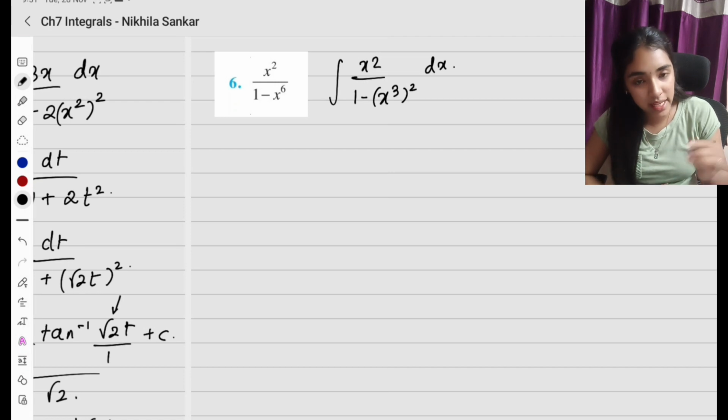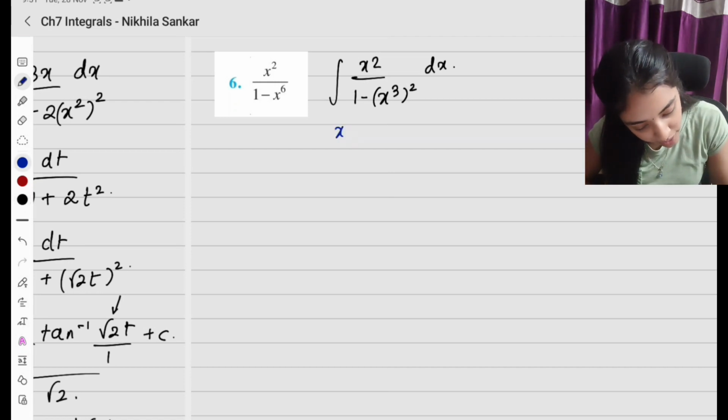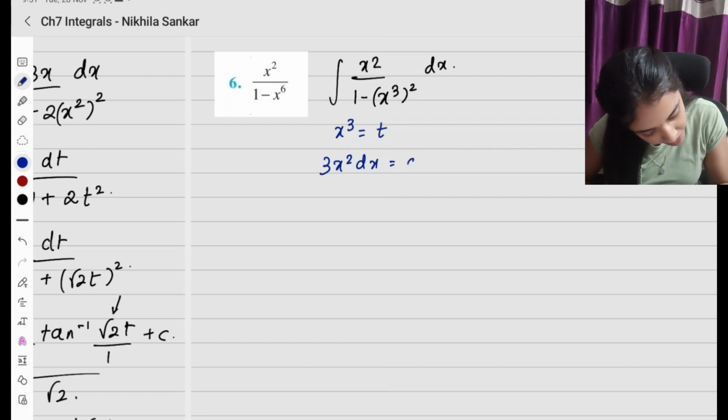ஏன்னா எனக்கு denominator a square minus x square formல வேணும். இன்னொரு substitutionக்கும் easy. என்ன substitution பண்ண போறேன்? I have x cube to be t. So, 3x square dx is going to be dt. So, x square dx is going to be dt divided by 3.